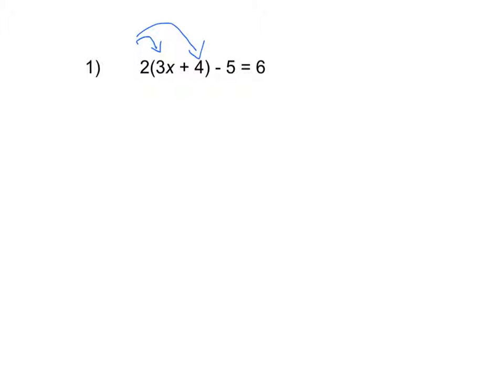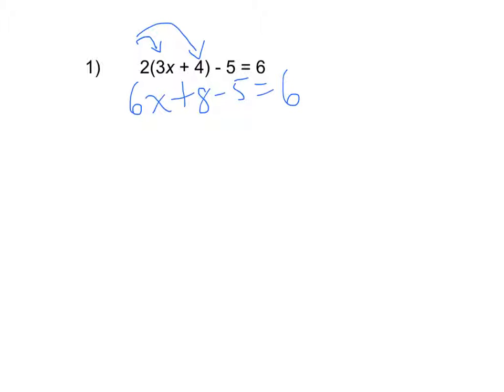So I have 2 groups of 3x, and I don't know what x is yet, but I now have 6 of them, 2 sets of 3. I also had 2 times 4, which is 2 sets of 4, so that's 8. So this parentheses just becomes 6x plus 8. I still have this minus 5, and I still have this 6.